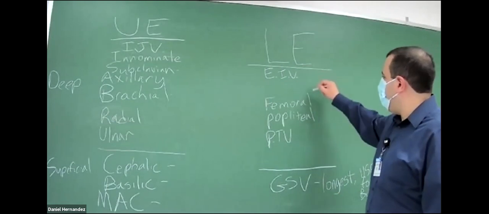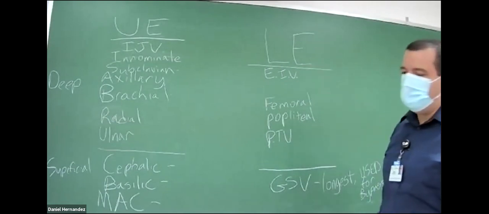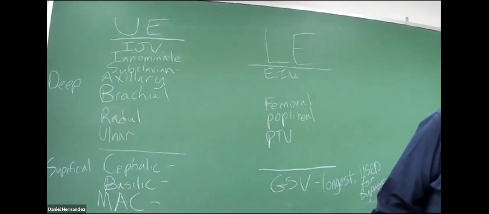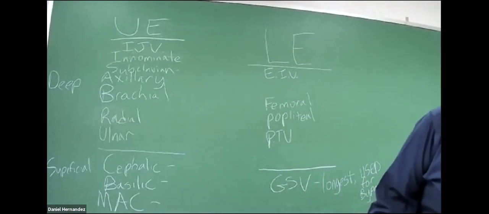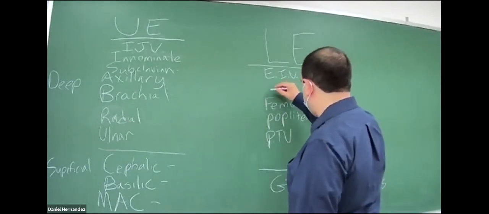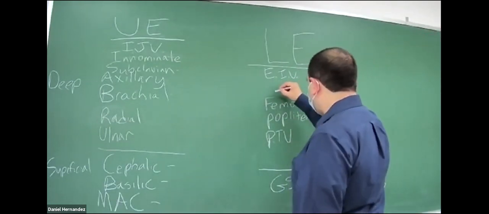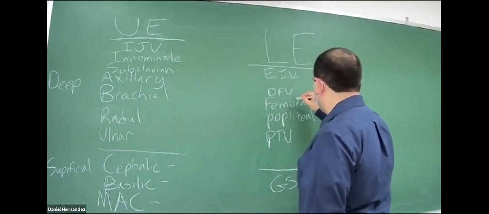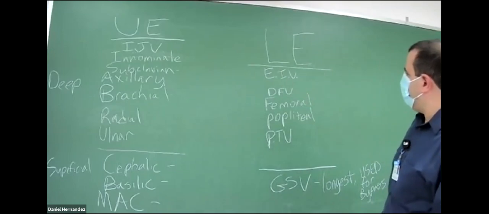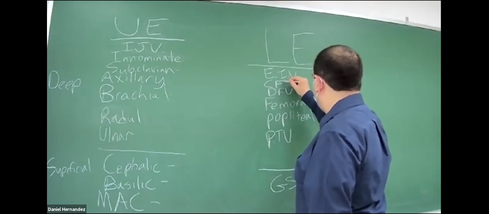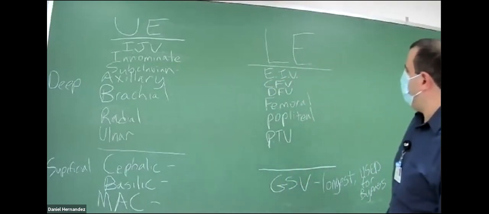So what's one that would come between the external iliac and the femoral vein? The deep femoral vein. Put that on here. That's a deep vein. Common femoral vein. Yes, that's the one we're looking for. That's the big one. All right.